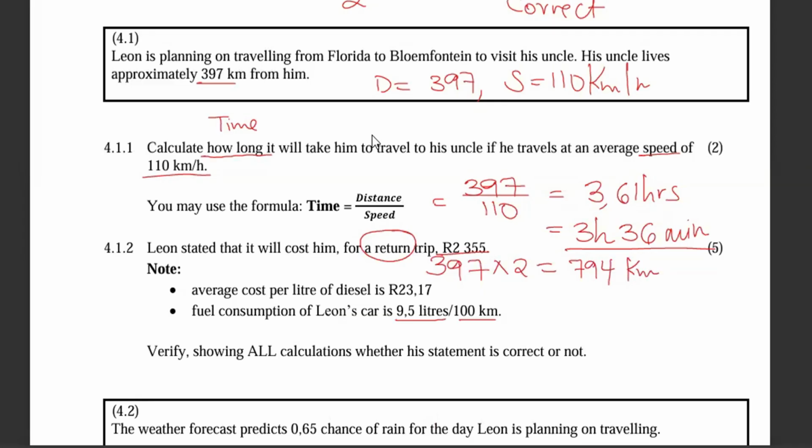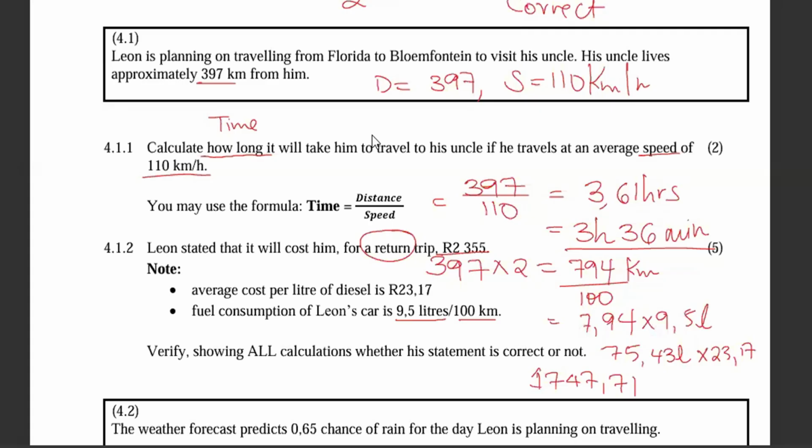But then ask yourself, of this distance here, how many 100 kilometers shall we have? So you'll come and divide by 100. So each 100 kilometers is going to consume 9.5. These are liters. So having done that, you multiply, you end up having, you will need 75.3. These are liters. So each costs. So when you multiply, you'll end up having 1,747.71 rand.